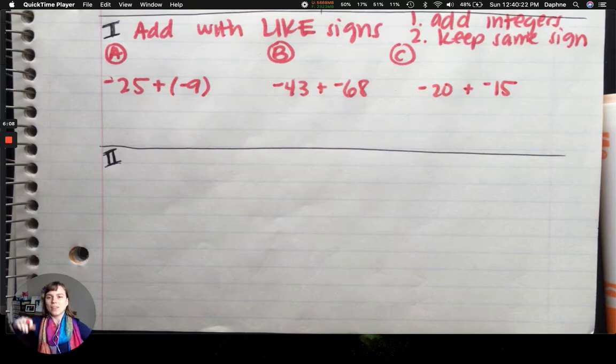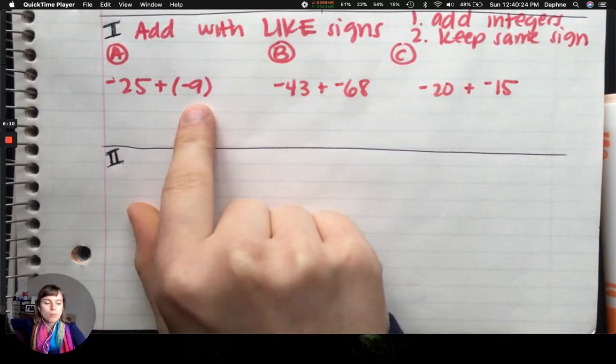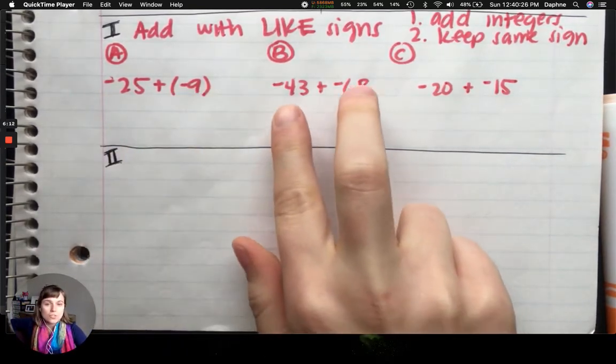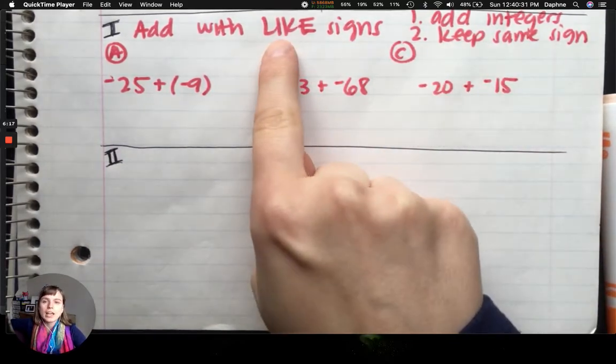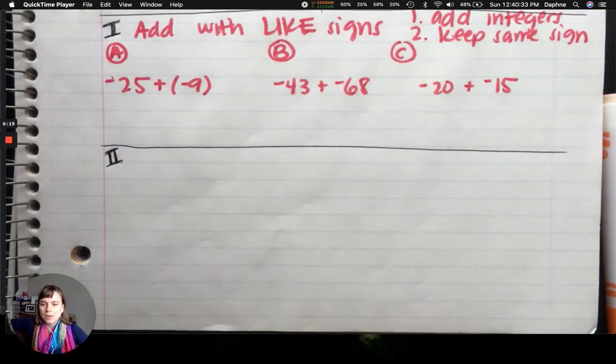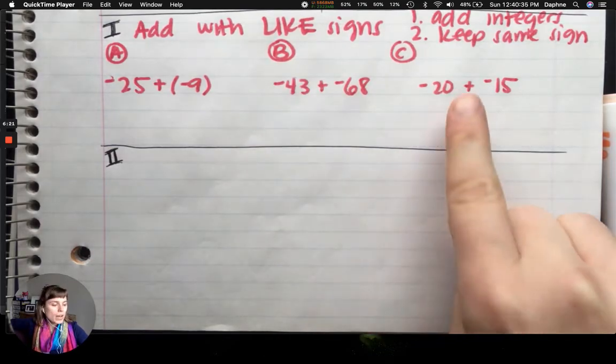When I'm going to add them with like signs, that means 25 and 9, both of these are negative numbers. Both of these are negative numbers. Both of these are negative numbers. So that means they have like signs. They both have the same negative sign on them. And I want to add the integers.